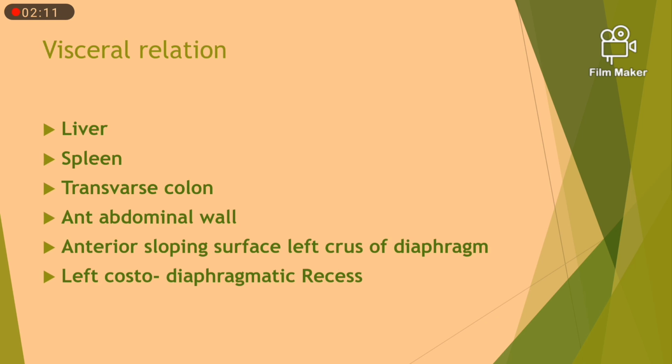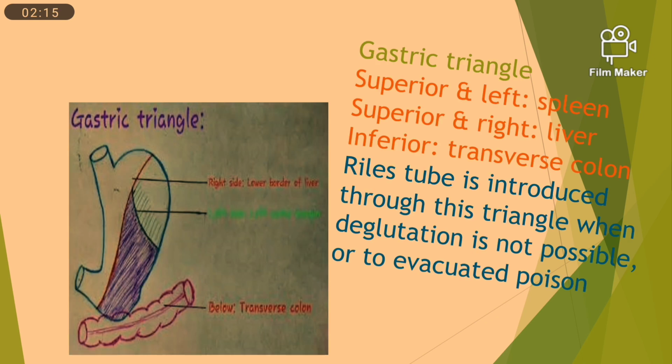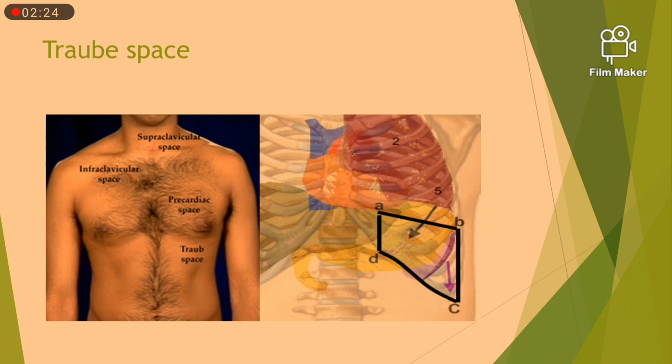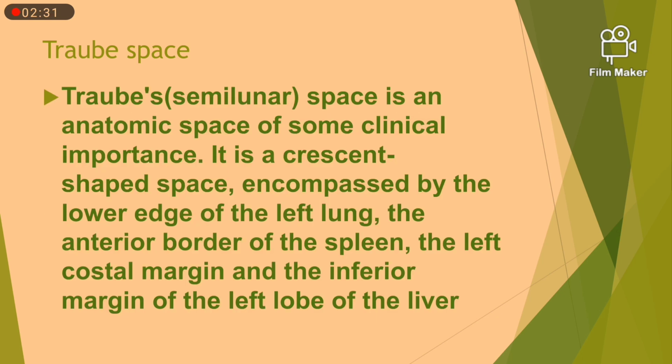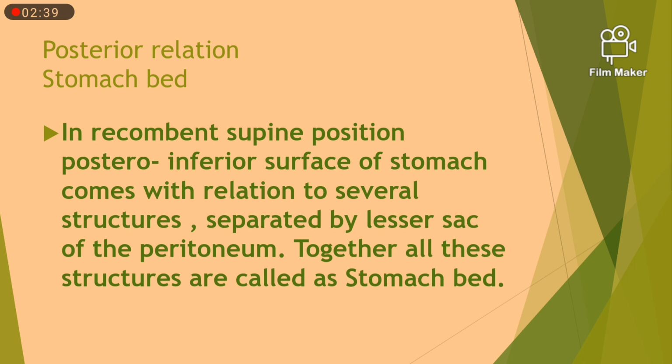Visceral relation: anteriorly liver, spleen, transverse colon, anterior abdominal wall. Now the gastric triangle, it's a triangle which is directly related to the anterior abdominal wall. Now here you can see Traube's space is a quadrangular topographical space bounded by lungs, liver, spleen, and costal margin. Then it is topographically important.